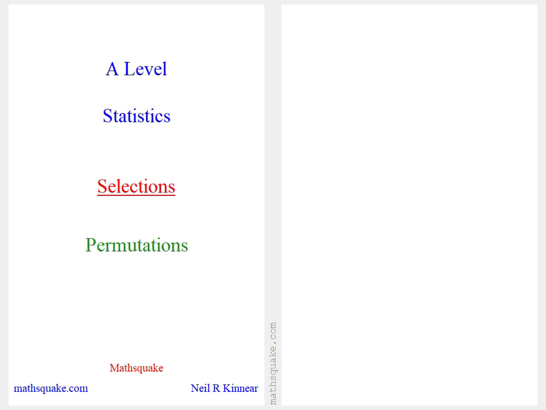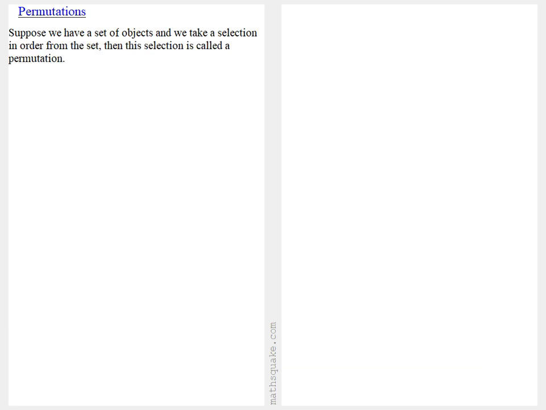A-level statistics, permutations. Let's have a look at permutations. Suppose we've got a set of objects and we take a selection in order from the set. Then this selection is called a permutation. Let's look at an example.